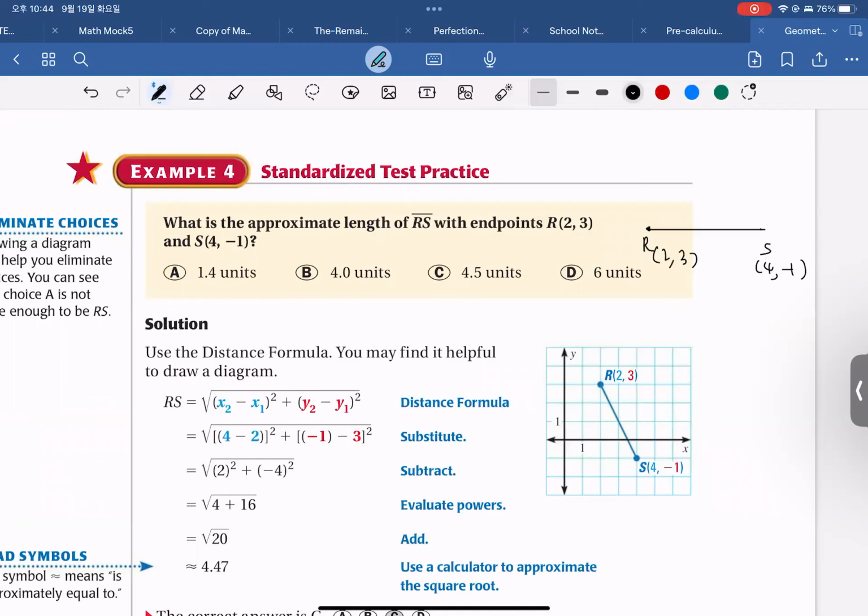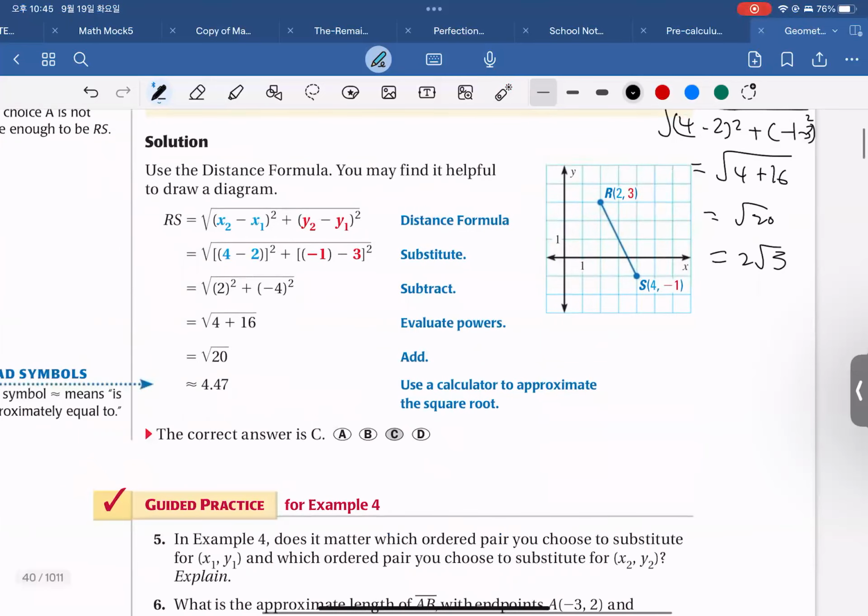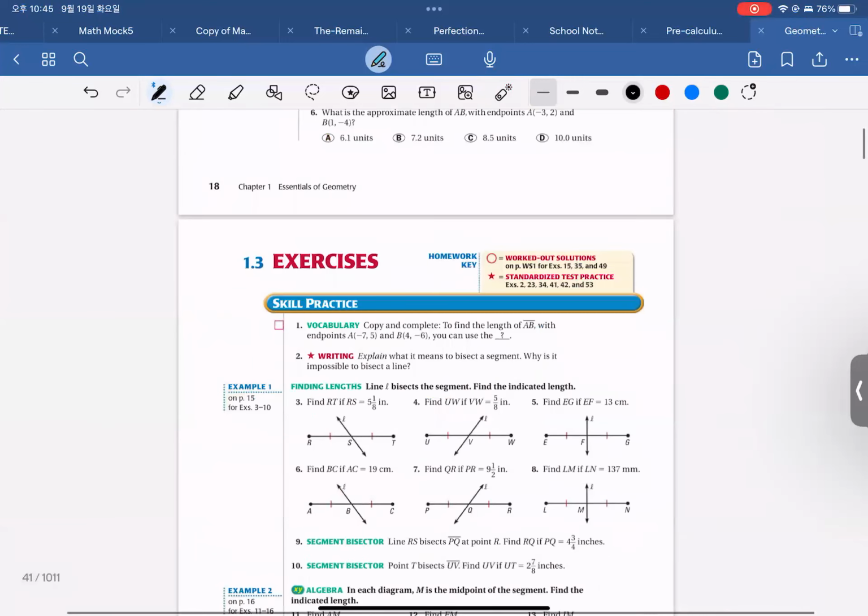When trying to find the length of RS, you have to use the distance formula. So 4 subtracted by 2, squared, plus y2 minus y1, which would be, in this case, -1 subtracted by 3, which is -4, squared, which is 4 plus, in this case, 16, which is root 20, which can also be simplified to 2 root 5 as the 4 comes out. So this will be basically your answer. Yeah, root 20 or 2 root 5 if you simplify. So that's basically the idea for the section.